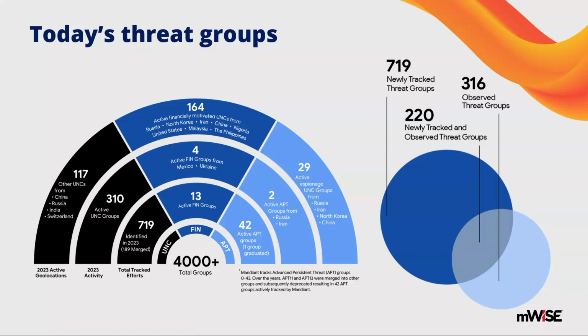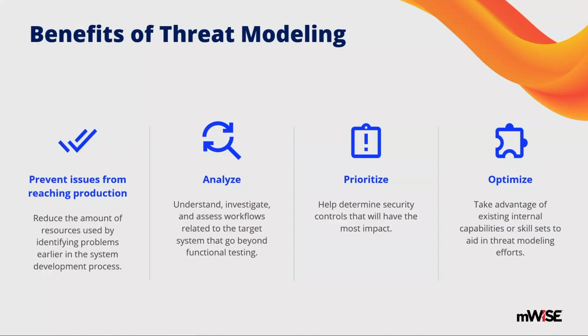Why do we threat model? We want to stay one step ahead of these groups that keep coming and coming. There's also benefits, not just to keeping an understanding of what your landscape is, but there's some more tangible benefits, things like preventing issues from reaching production. We've all been there where a production issue happens and it costs a lot more time, resources. Effectively, it costs a lot more when the issue reaches production versus dealing with it further left in our cycles, if you will.